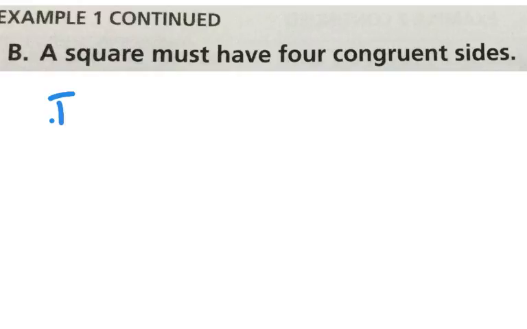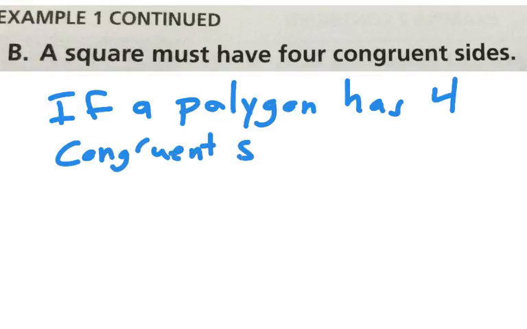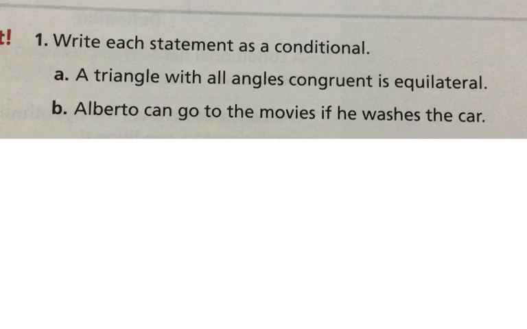Write this, we would say, if a polygon has four congruent sides, then it is a square. And where we get on A, if all angles are congruent, it is a triangle. If all angles are congruent, then it's a triangle.